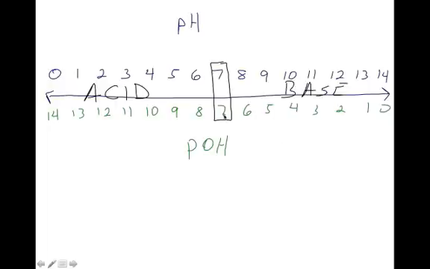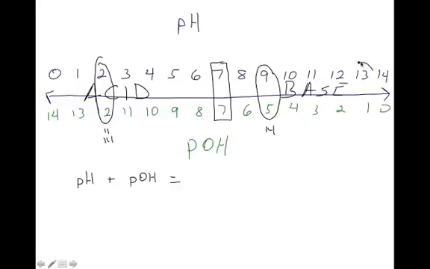One interesting thing to note here: if you take the pH at any point on the scale and add it to the pOH at any point on the scale, what do you get? So for example, let's just take this. What's the pH plus the pOH right here? 2 plus 12 equals 14. What's the pH plus the pOH right here? 9 plus 5 equals 14. The pH plus the pOH here is equal to 14. So we actually can create a new equation here. The pH plus the pOH is equal to 14.